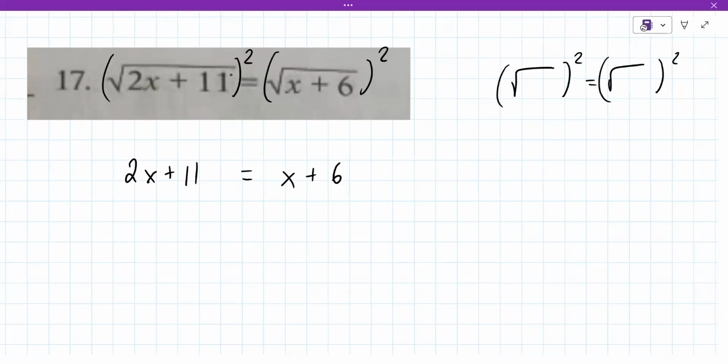The square undoes the square root. We've done that a bunch. Hopefully that is coming back. Now, the equation in front of you is something you would have seen earlier this year in Algebra 1. Do you remember how to solve something like this?